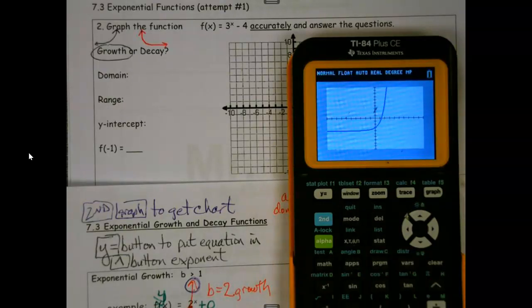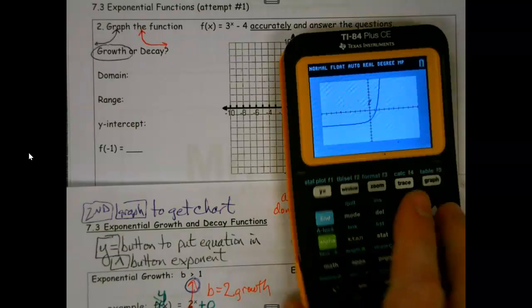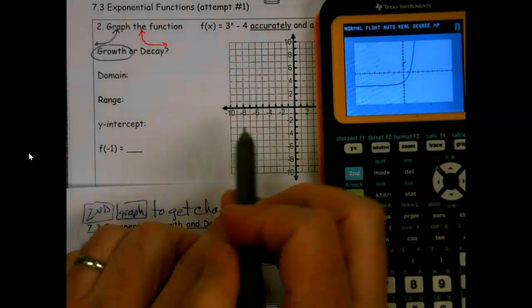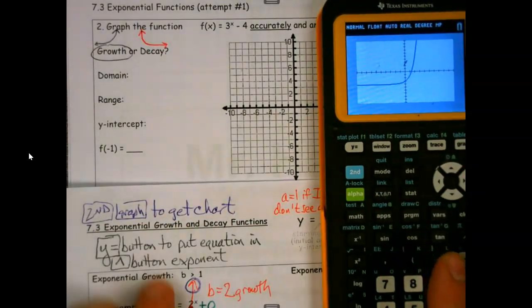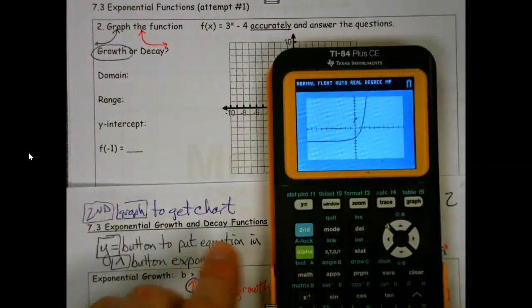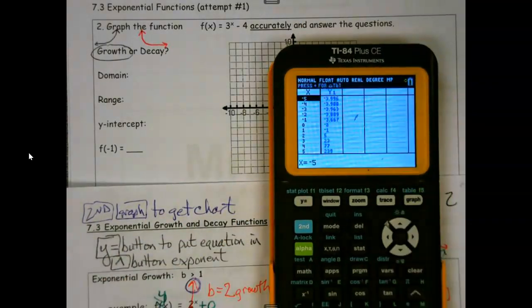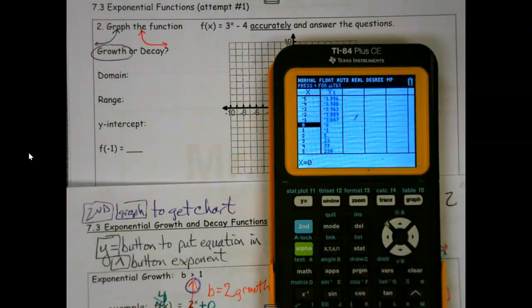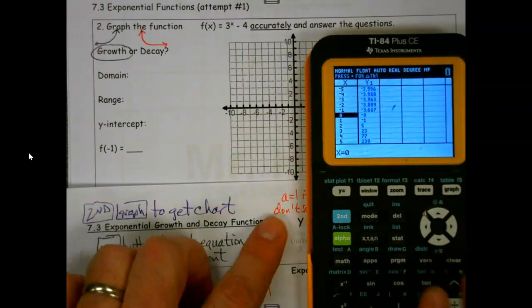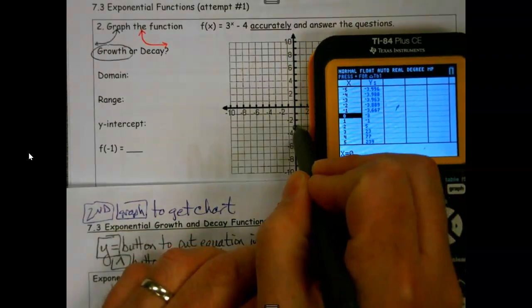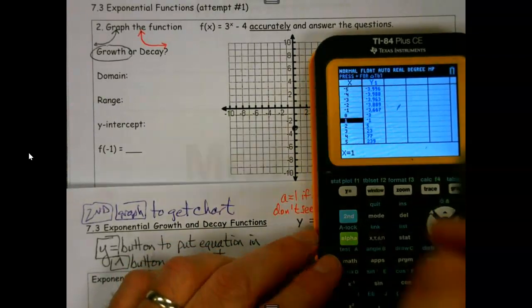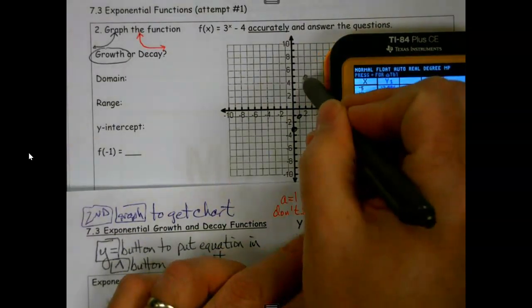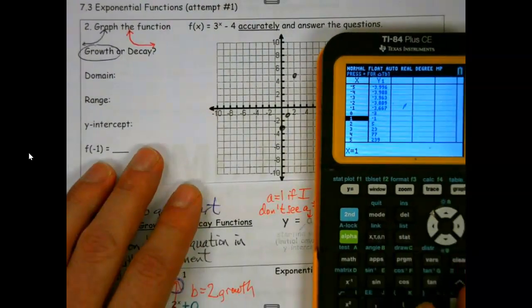Okay, the next one is supposed to be the easiest question of all time. Should I get my graph first? I probably should. Should I just sketch it? No, we want to get the actual points. So to get the chart, we're going to do second and graph. And we're just going to let the chart help us get some values here. So we got 0, -3. 1, -1. And 2, 5, and then the rest of them don't fit. They get kind of big.